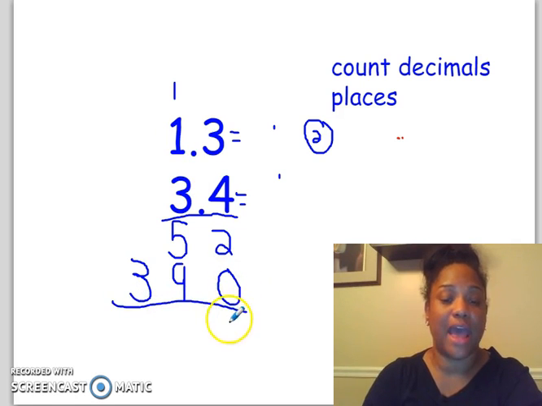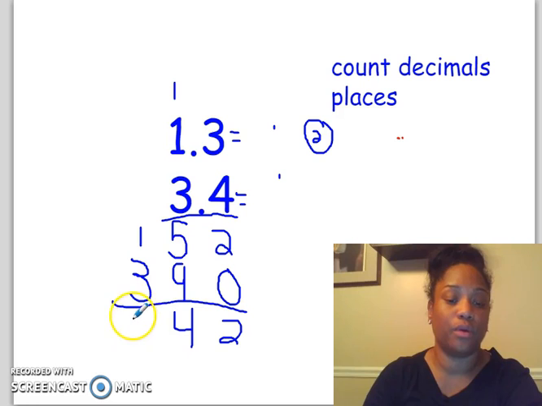So now we're going to add. 2 plus 0 is 2. 5 plus 9 is 14. 3 plus 1 is 4.